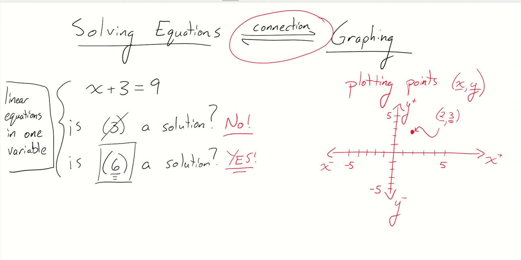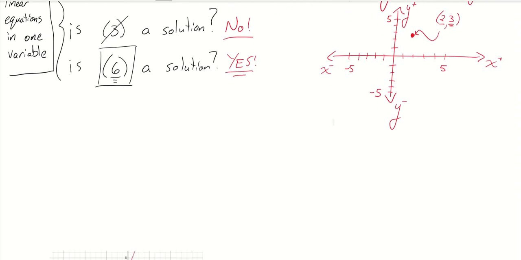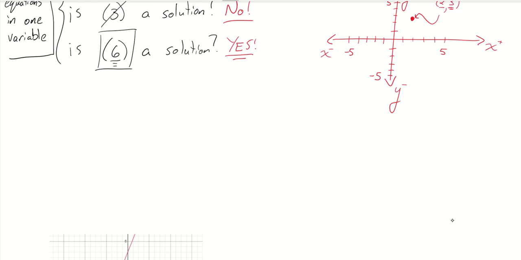Now, another thing about linear equations in one variable is that there is only ever one possible solution for a linear equation in one variable. You won't get multiple solutions. So let's go one step further. We're going to look at linear equations in two variables.